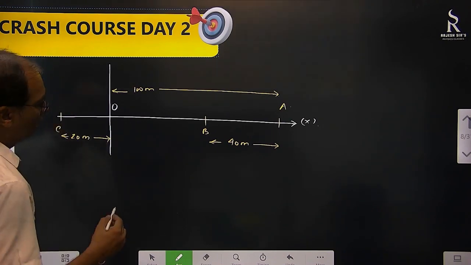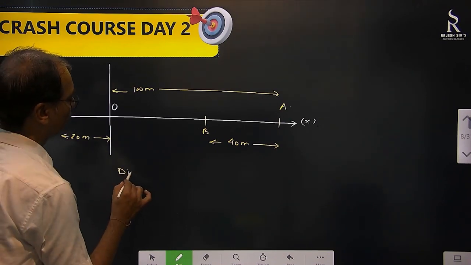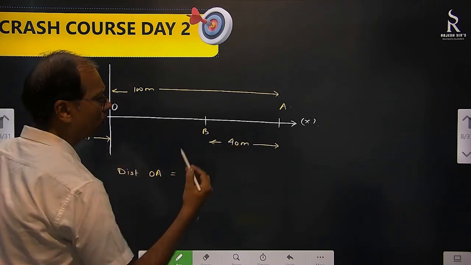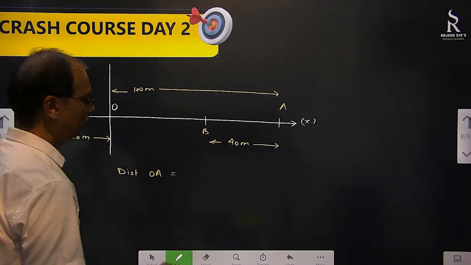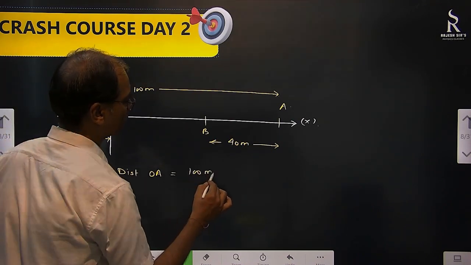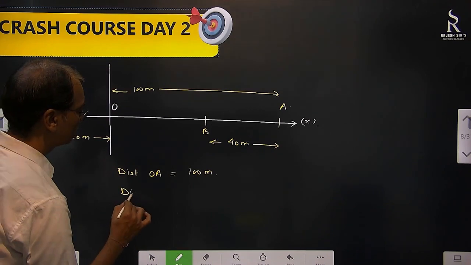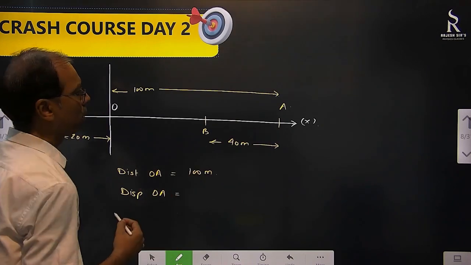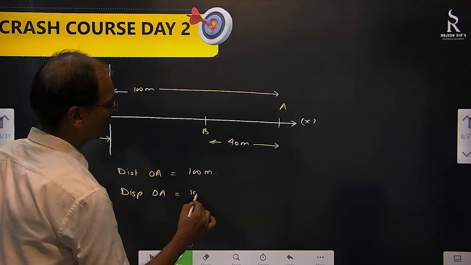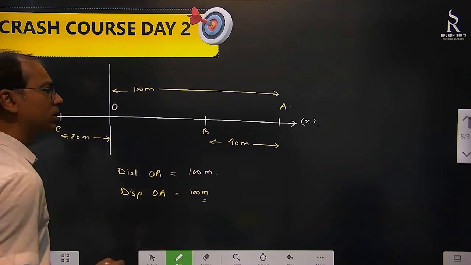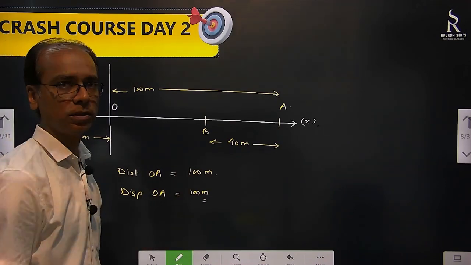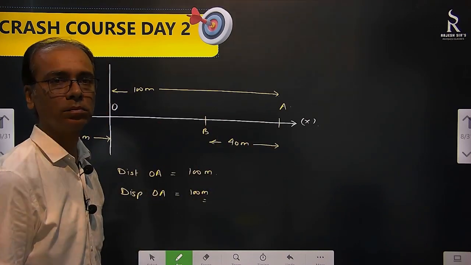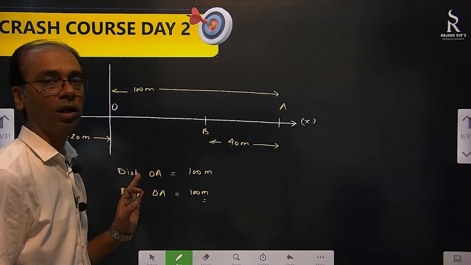Now I am going to ask you, what is distance OA? The distance OA means you traveled OA. How much is that? 100 meter. If I ask you displacement OA, that's also 100 meter. So that means distance and displacement can be equal also. Yes. When there is no change in direction, both are equal. Distance OA and displacement OA are equal here.